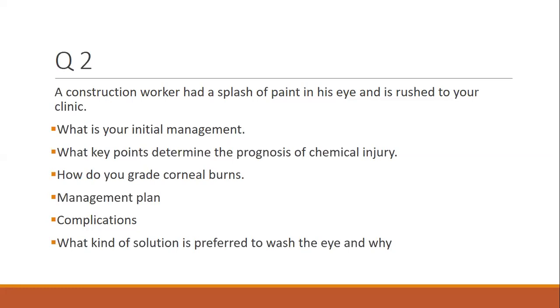Grade one is less than one third, and the cornea is a little bit hazy. Grade two is less than one third. Okay.